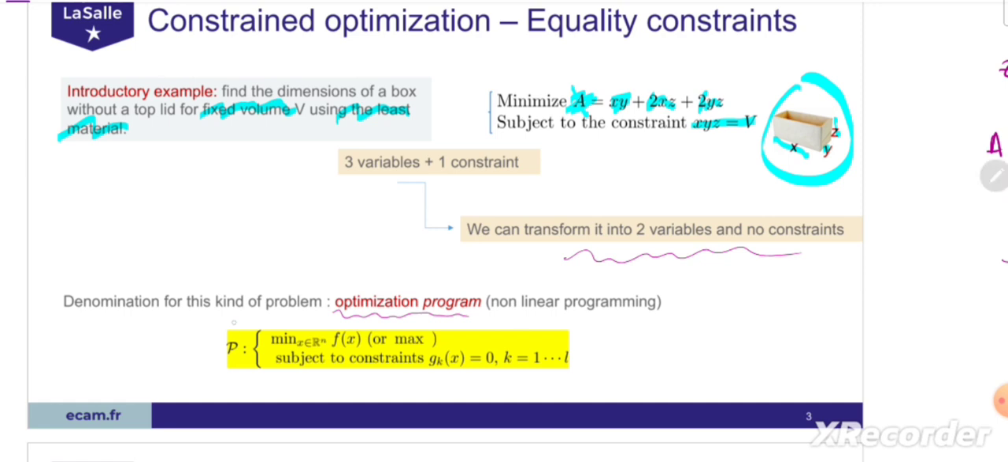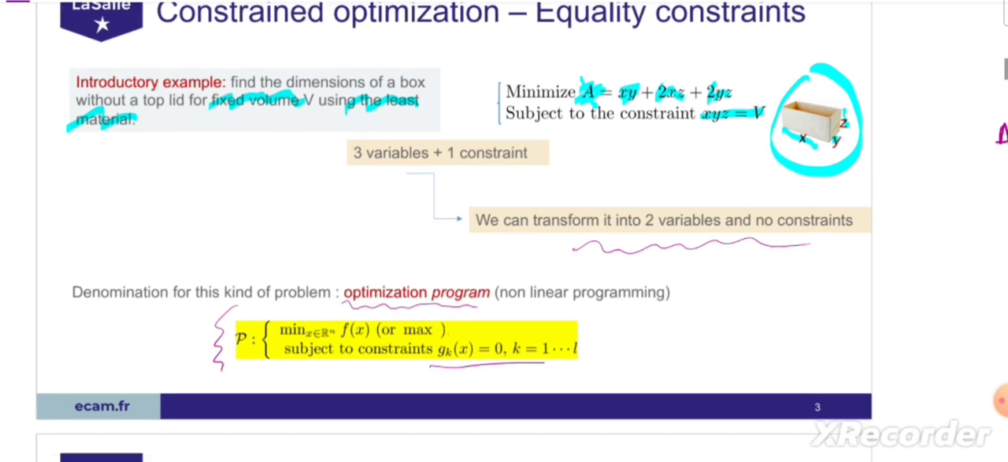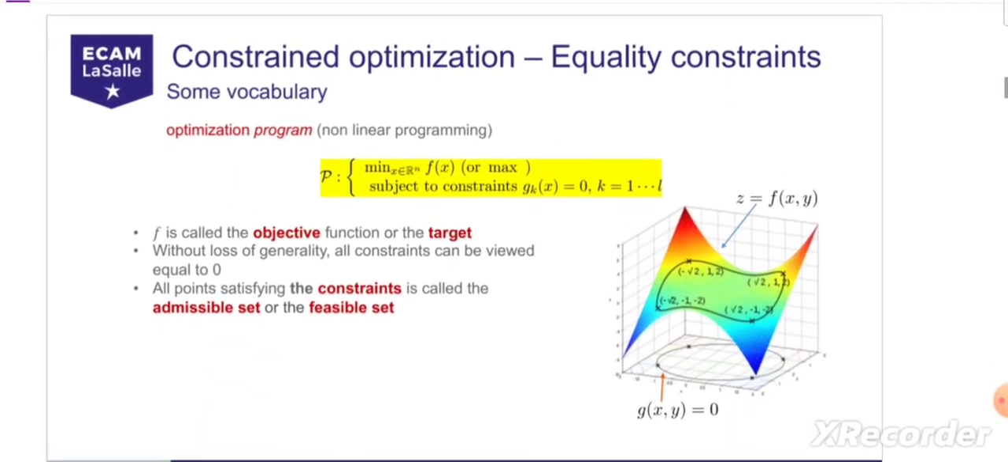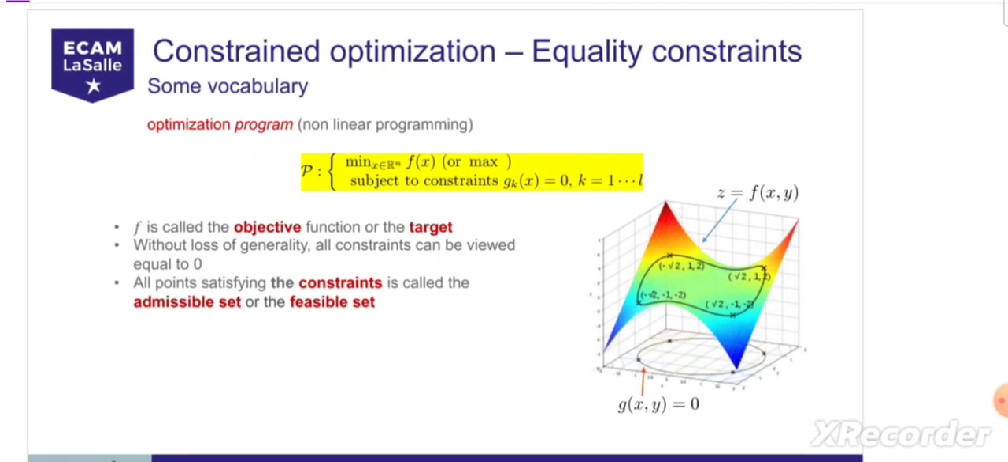Our problem is going to be presented something like this. We want to minimize or maximize some function subject to a finite number of constraints, over x in R^n. So let's see a bit more vocabulary.